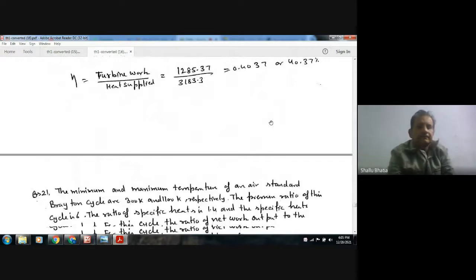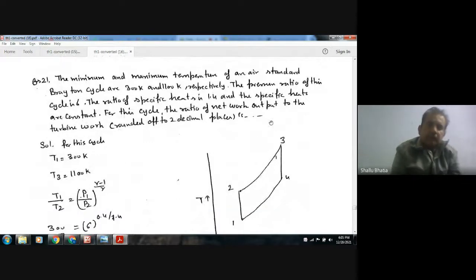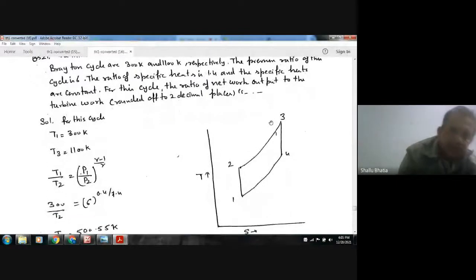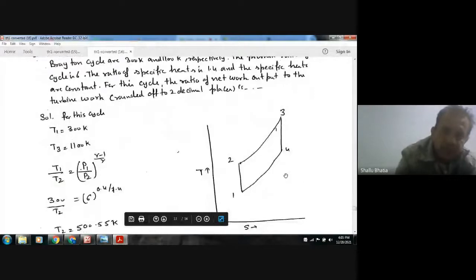Next, the minimum and maximum temperatures of an air standard Brayton cycle are 300 Kelvin and 1100 Kelvin respectively. The pressure ratio of this cycle is 6. The ratio of specific heats is 1.4 and the specific heats are constant. For this cycle, the ratio of net work output to the turbine work is? The maximum temperature is T3. This is the Brayton cycle: two constant pressure processes and two isentropic processes. So T3 is the maximum temperature.